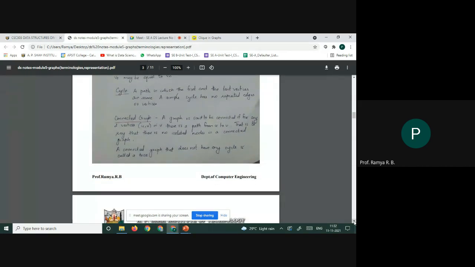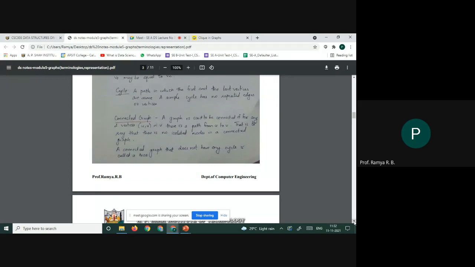Next terminology is connected graph. What is a connected graph? A graph is said to be connected if for every vertex pair u comma v in your graph, there is a path from u to v. In other words, there are no isolated nodes in your graph. That means you can basically visit every vertex from the other vertex.